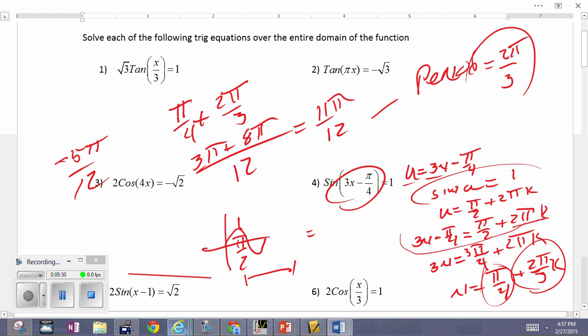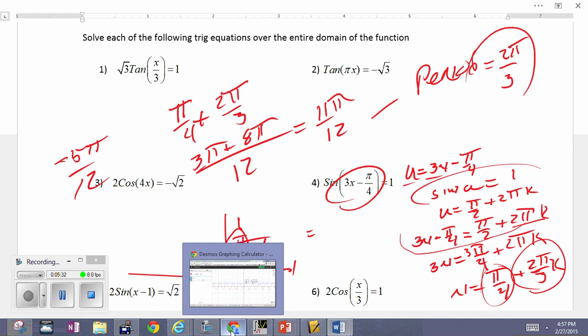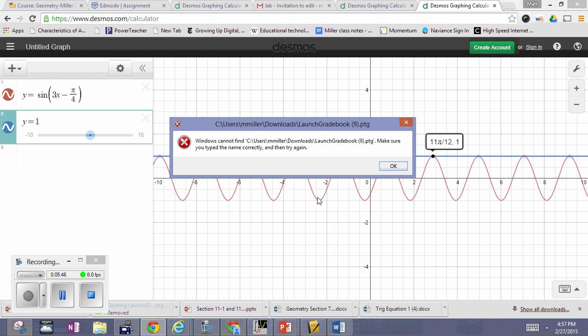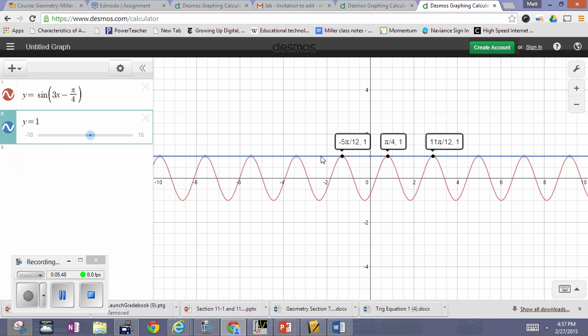Let's go back and confirm that. Here's your hit, and here's your hit the next time down the line: 11 pi over 12. That's what we said it would be. This should be the negative 5 pi over 12. Sure enough, it is. So that's validating that our solutions are correct. We're incorporating the nice trig graphing features of Desmos to help us out there.